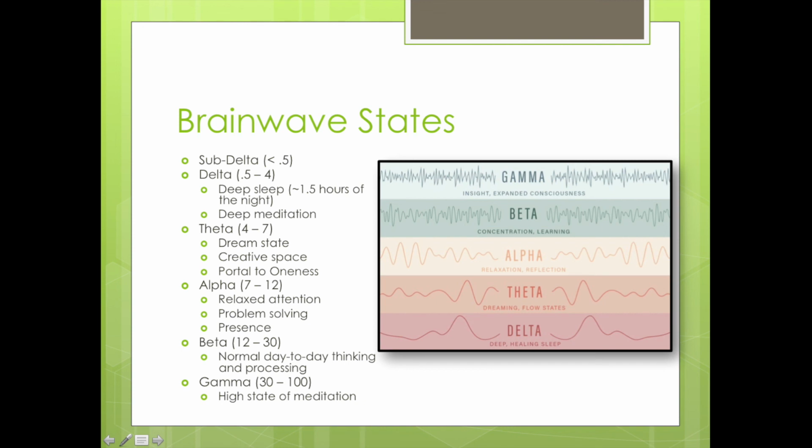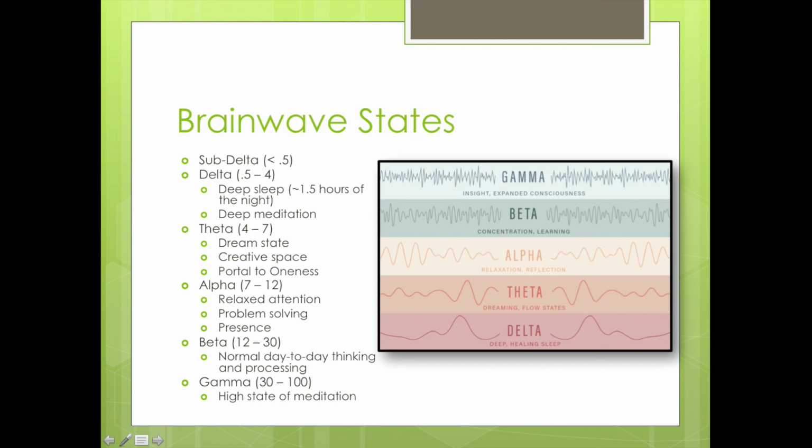We then have the theta brain waves, which range from 4 to 7 cycles per second. This is our dream state, our creative space, our portal to oneness. It's also our gateway to learning and memory and intuition. The senses are withdrawn from the external world and focused on signals originating from within. So this is more of a lucid state. There tends to be a lot of vivid imagery here. And here we can better connect to information lying in the subconscious realm as well.